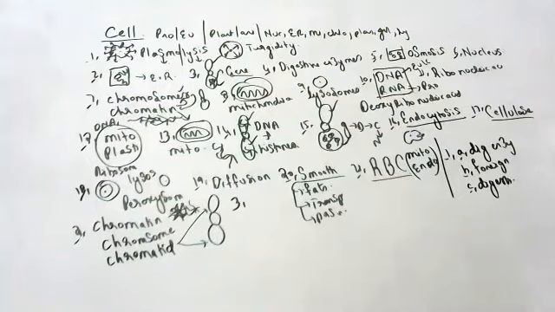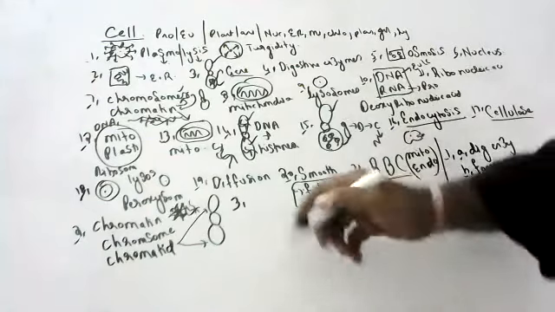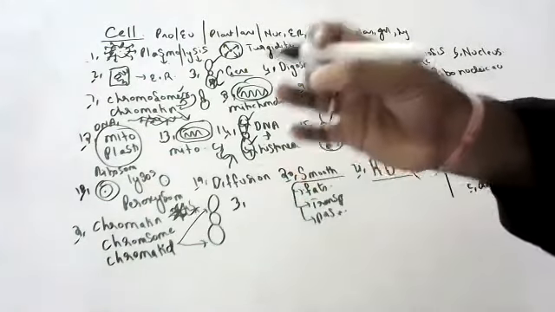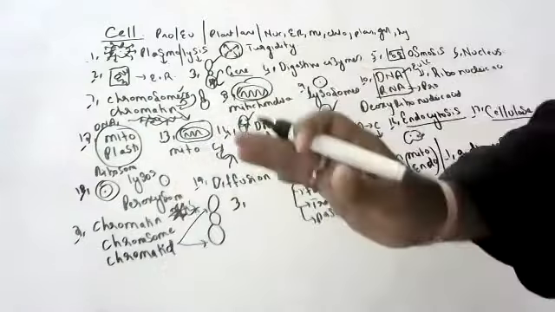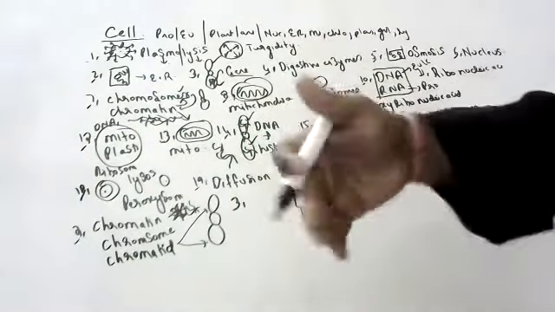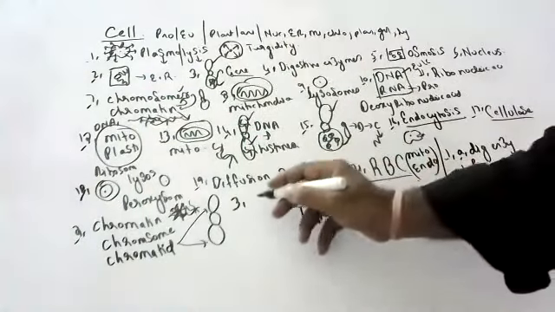Okay, children, next one. What are the consequences of the following conditions? When a cell is kept in high concentration, then what happens?